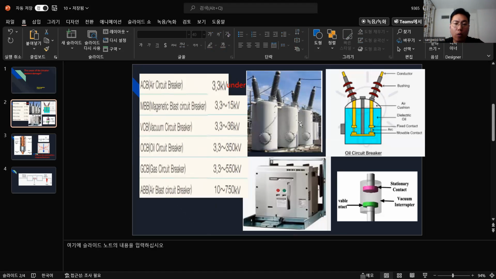And this is an oil circuit breaker. As you can see here, inside it is filled up with oil. And this is a VCB, vacuum circuit breaker. Look at it, here's a vacuum, right? So let's move on.